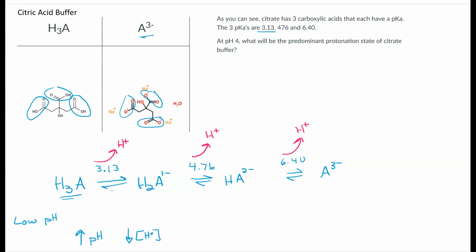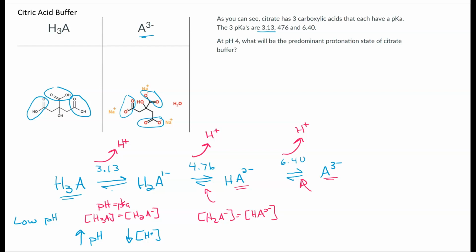Now remember, at pH equal to the pKa, you have 50-50 of each species. So at pH 3.13, the concentration of H3A is equal to the concentration of H2A-. At a pH of 4.76, the concentration of H2A- is equal to the concentration of HA2-. Likewise, at a pH of 6.4, there's going to be equal amounts of HA2- and A3-.